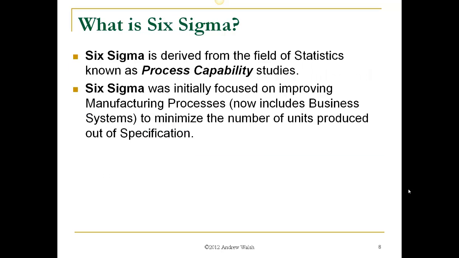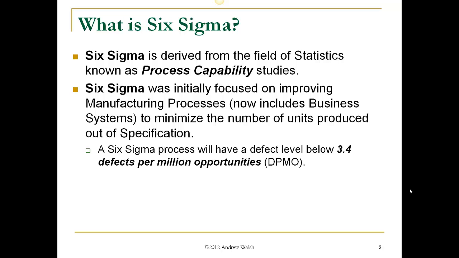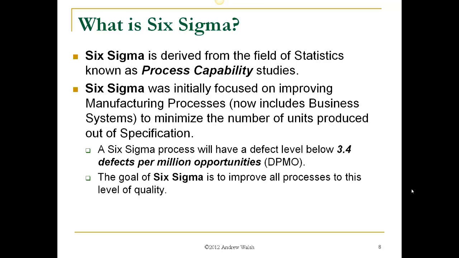Six Sigma is derived from the field of statistics known as process capability studies. Six Sigma was initially focused on improving manufacturing processes, but it also now includes business systems, in order to minimize the number of units produced out of specification. A Six Sigma process will have a defect level below 3.4 defects per million opportunities, also known as DPMO. The goal of Six Sigma is to improve all processes to this level of quality.